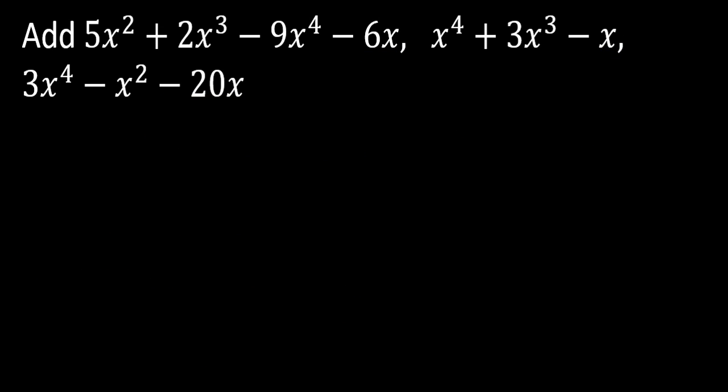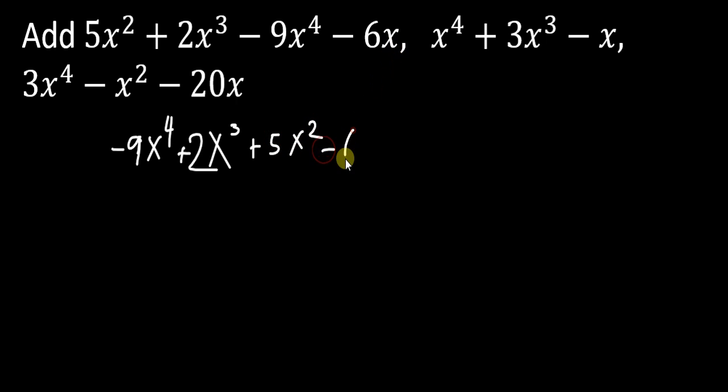Pwede natin gamitin yung isang way para isolve ito. Pero i-arrange natin siya mula sa pinakamataas na exponent hanggang sa pinakamababa. So, dito, pinakamataas is yung 4. That is negative 9x to the 4th power. Then susunod is yung 3 plus 2x cubed. And then yung square plus 5x squared. And then yung walang exponent or yung 1, that is negative 6x.